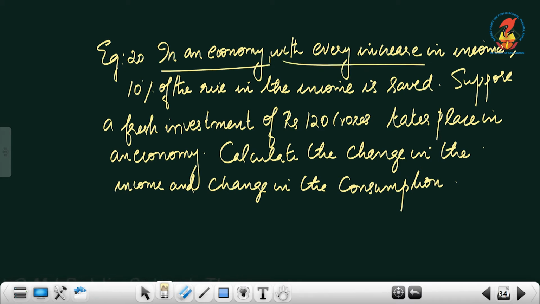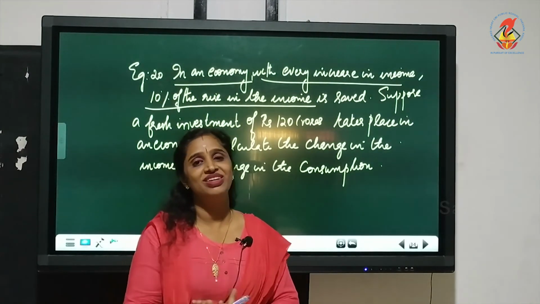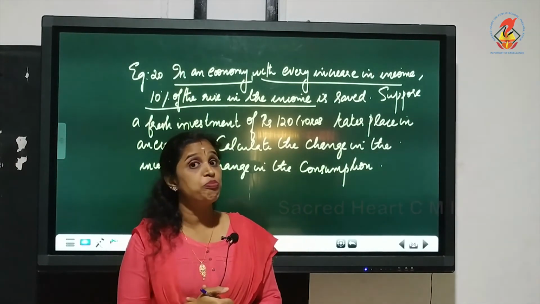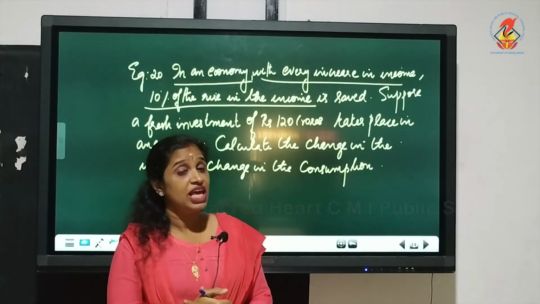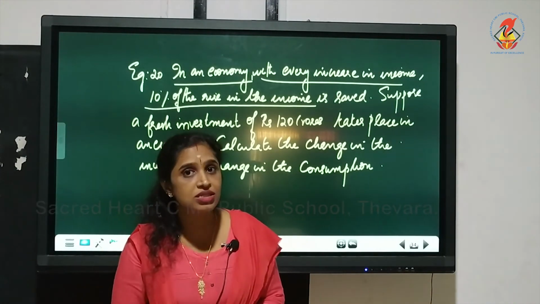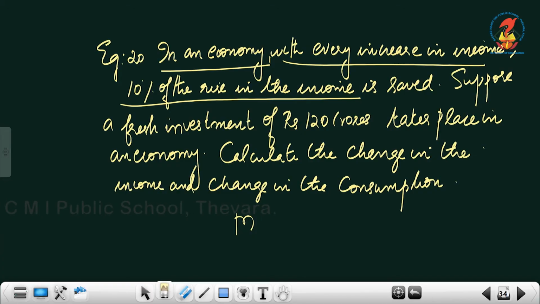In an economy with every increase in the income, 10% of the rise in the income is saved. Example number 20. In an economy with every increase in the income, 10% of the income is saved. Means what is given here? Every increase in the income, 10% of the income is saved. That means MPS is given in the data. So MPS is given, 10%. So if it is 10% of MPS, what will be the value of MPS? 0.10 is the value of MPS.